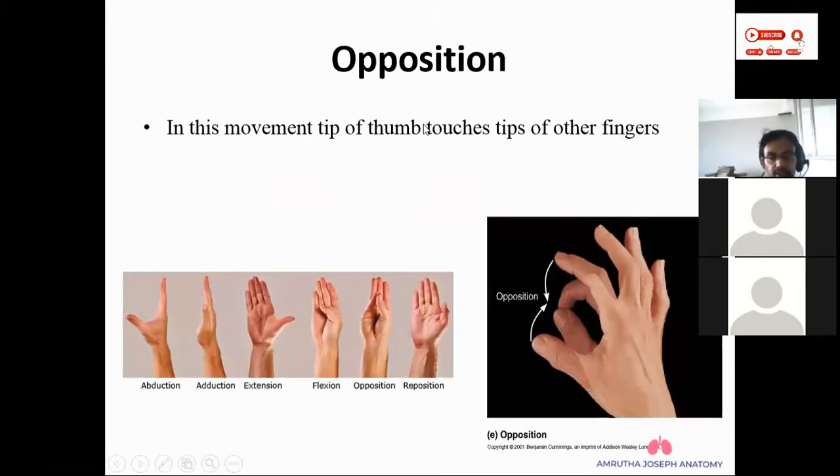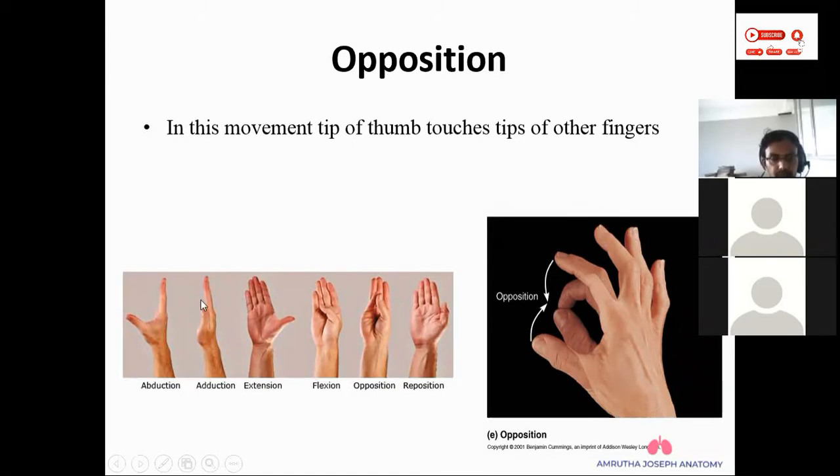Now let's see the movements of the thumb. Look at this. Thumb, this is abduction and this is adduction. This is extension of the thumb. This is flexion of the thumb. And this is another action which is only seen in the thumb, that is opposition, where you can approximate the thumb with other fingers. Here also the opposition is demonstrated.